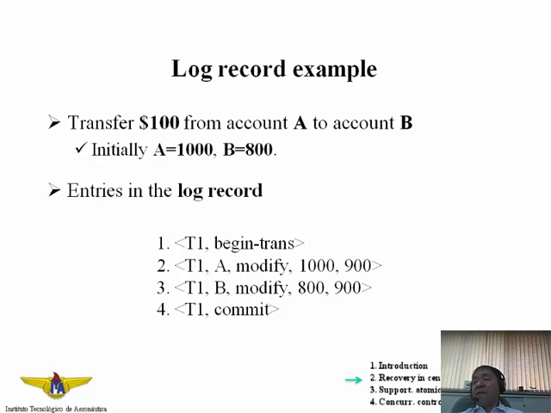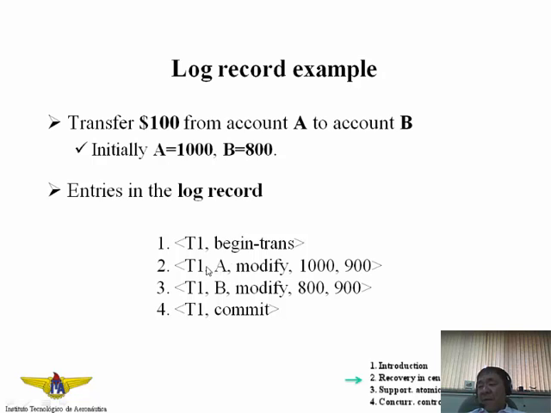Let's see an example of a log record. Suppose you have a transfer of $100 from account A to account B. Initially, account A is 1,000 and account B is 800. So the possible entries for the log file are, you can have 21, that's the ID of the transaction, where you say that the transaction is beginning. So you can keep track of when the transactions begin and when the transactions commit or finish.